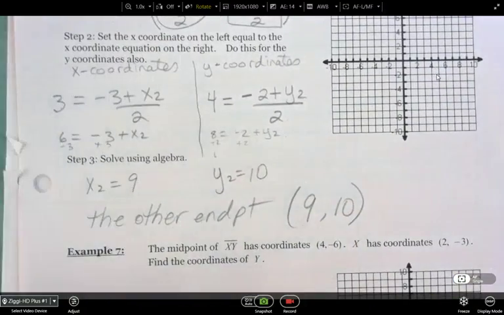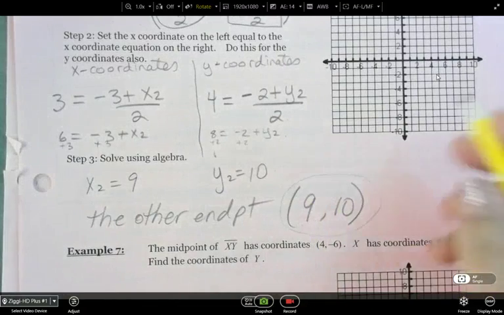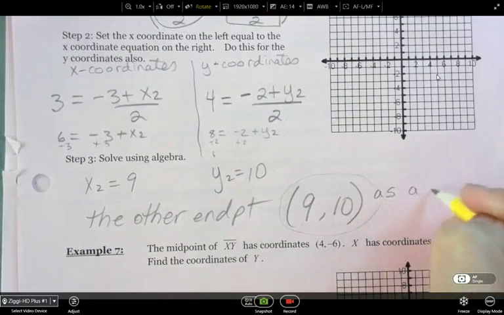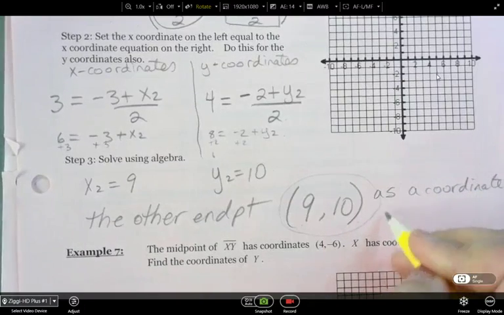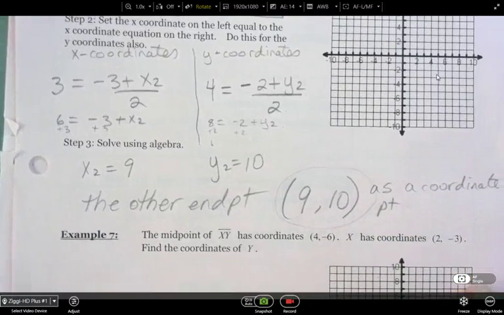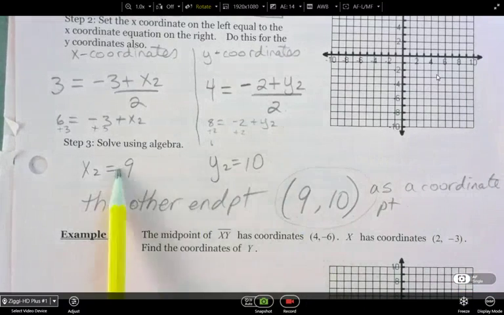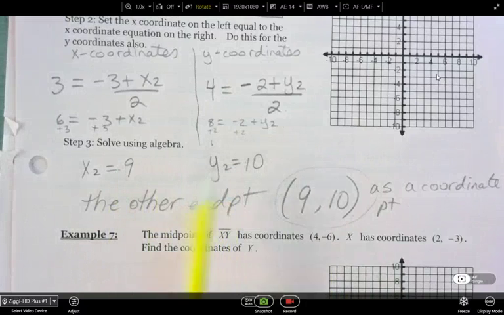Make sure you have this as a coordinate point. Don't just leave the answer as a loosey-goosey two numbers flying in the wind, okay? Don't leave your answer like this, separately. You want to state it as a point because it is a point.